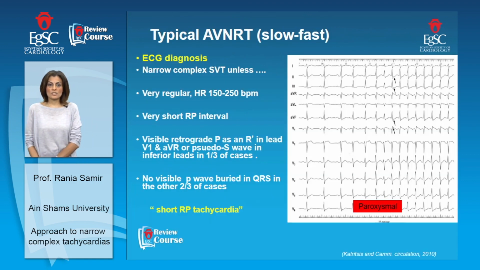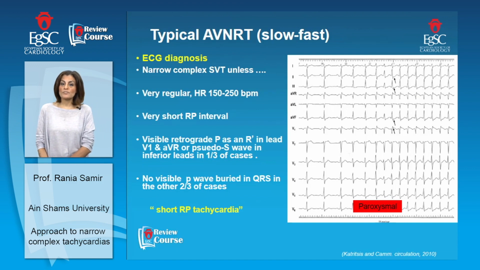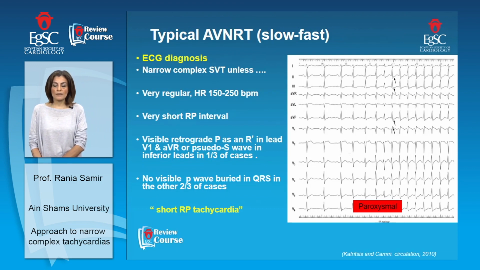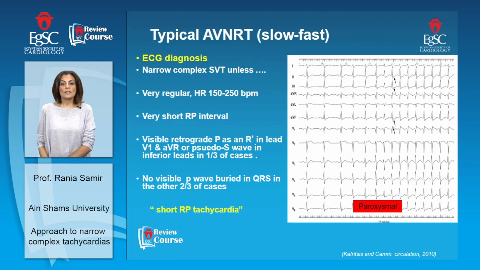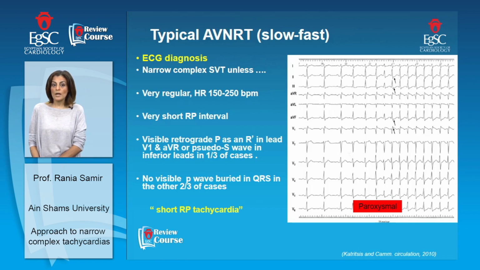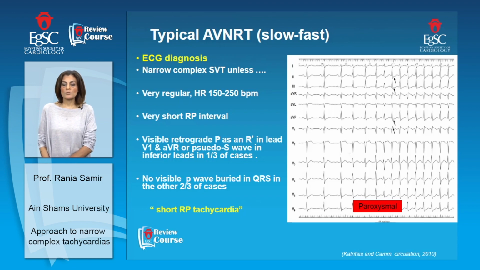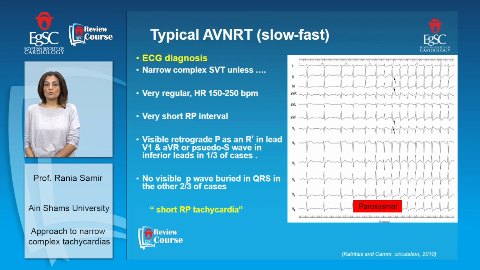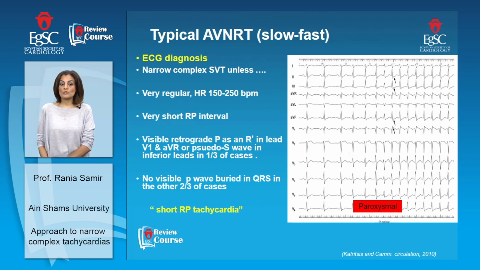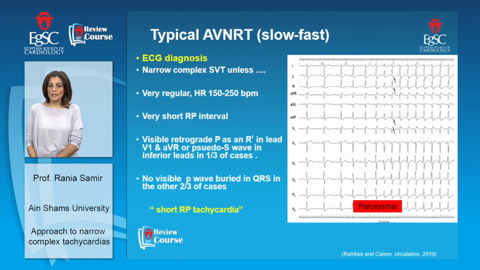The ECG of the typical AV nodal reentrant tachycardia, as I talked before about its mechanism, is characterized by a narrow complex supraventricular tachycardia, unless there is a rate-dependent bundle branch block. It's very regular because it's a reentrant arrhythmia. The heart rate usually ranges from 150 to 250 beats per minute, and it has a short RP interval, so it's called a short RP tachycardia.